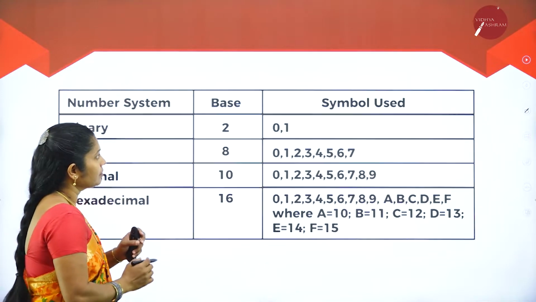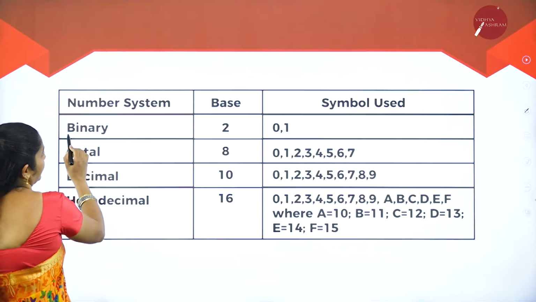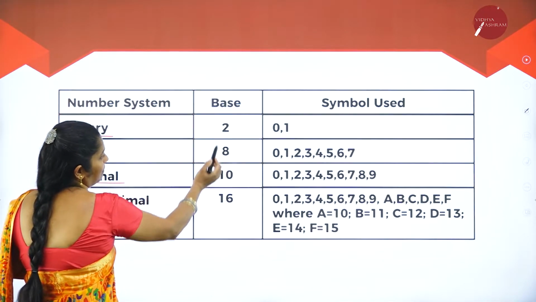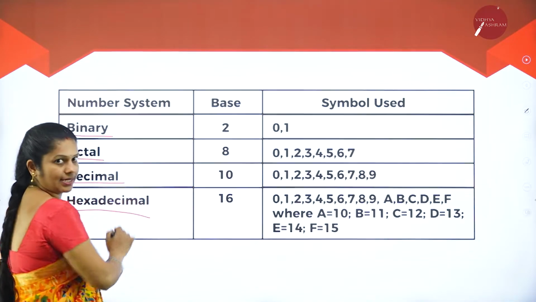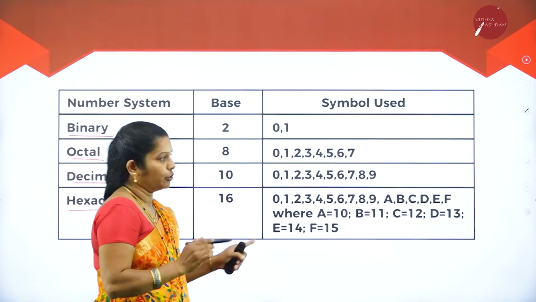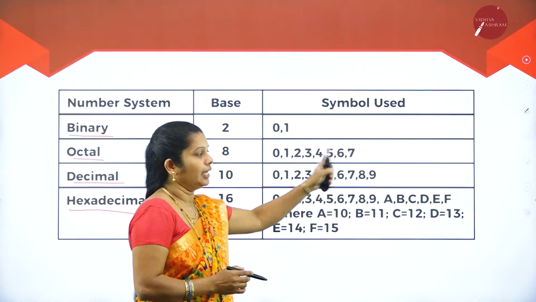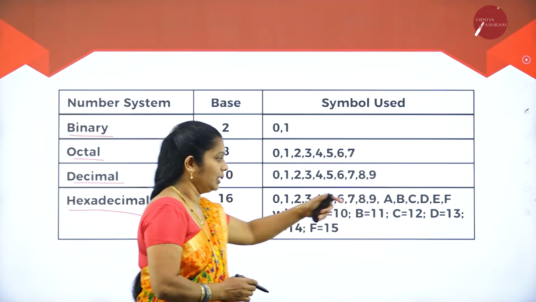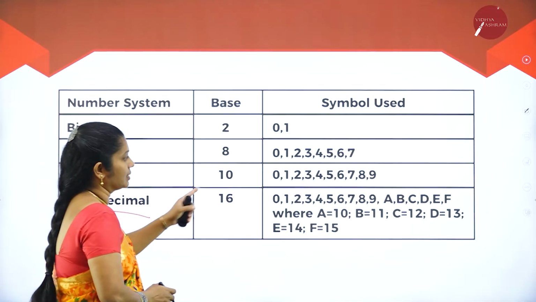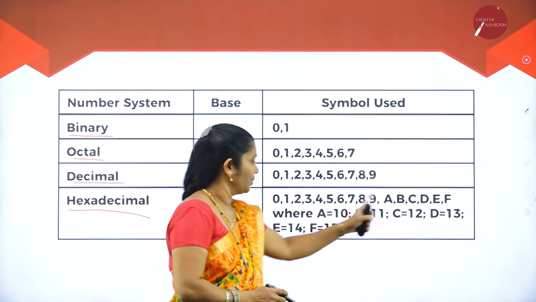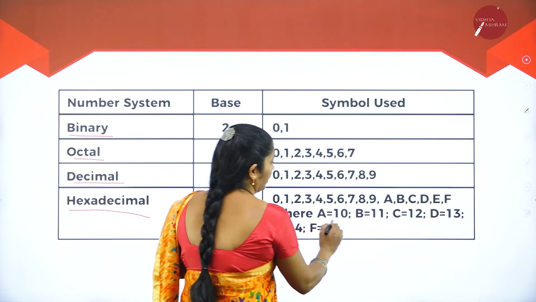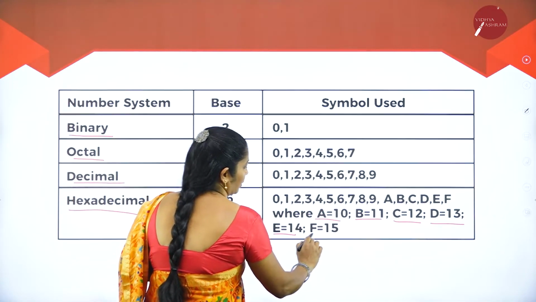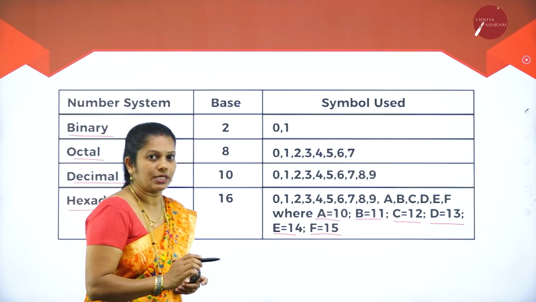Now is it clear? If I consider the numbers, already I told you, binary, octal, decimal, hexadecimal. The base, the radix, is 2, 8, 10, 16. In binary, 0 and 1 only. In the octal number system, 0 to 7 only. In the decimal number system, 0 to 9 only. In the hexadecimal number system, 0 to 9 and A to F, where A represents 10, B represents 11, C represents 12, D represents 13, E represents 14, F represents 15. Now is it clear for all of you?